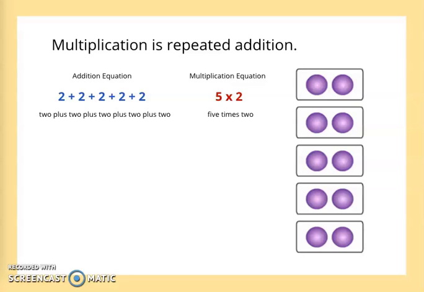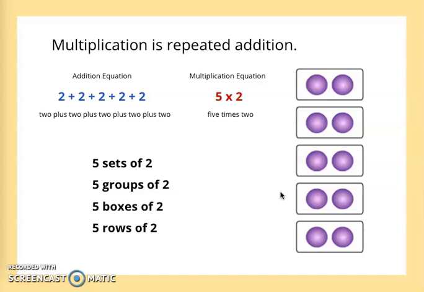So we know that 5 times 2 is 10. Now there are other ways to call this sentence. We already learned those before. Can you think of one on your own right now? Well, we can call this 5 sets of 2. We can also call this 5 groups of 2, or 5 boxes of 2, or even 5 rows of 2. We have 1, 2, 3, 4, and 5 rows of 2's.